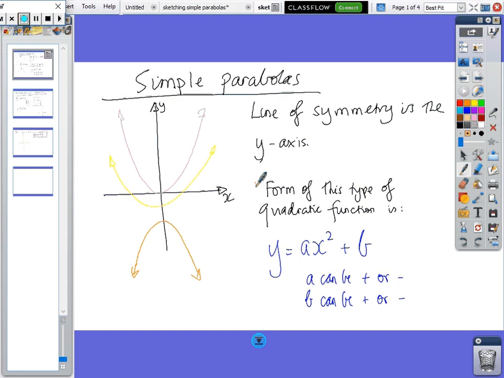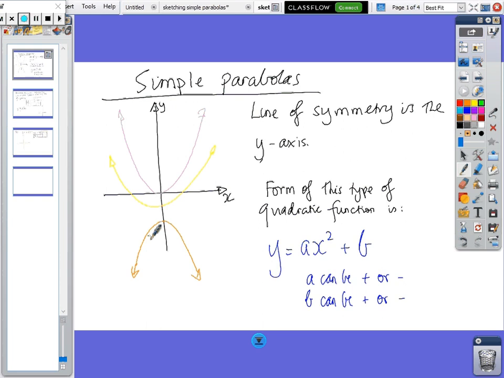Okay, so we're just doing the second of 3 videos in sketching simple parabolas. From the previous video, we talked about the shape of a parabola, which has this sort of cup shape, and these are some examples, like the pink and the yellow, and they're all parabolas.